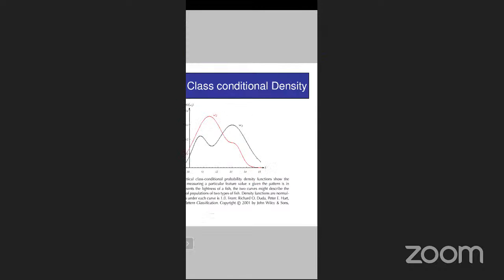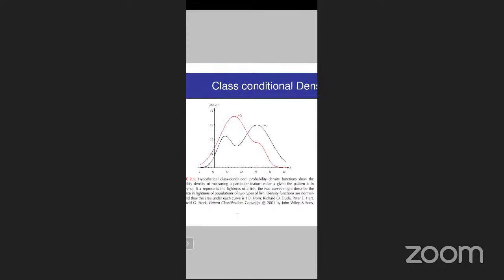How many classes are there? How many classes are there? 2 classes. Yeah, omega 1 and omega 2. They are class conditional. So there is a distribution for omega 1. There is a distribution for omega 2. Is it clear to everyone? Yes, sir. Okay. All right.